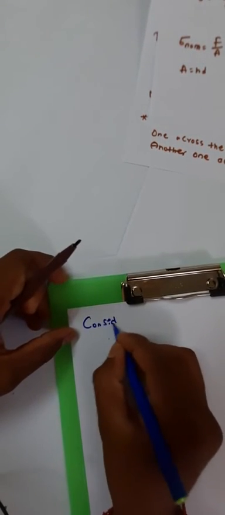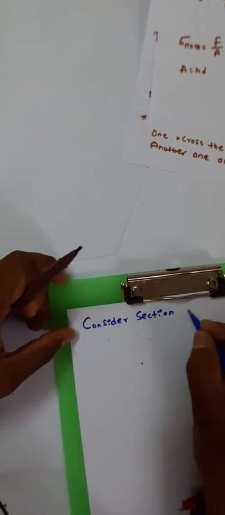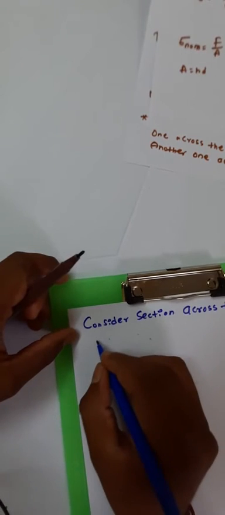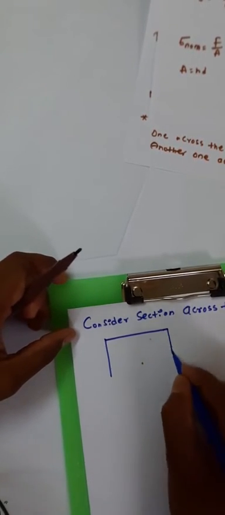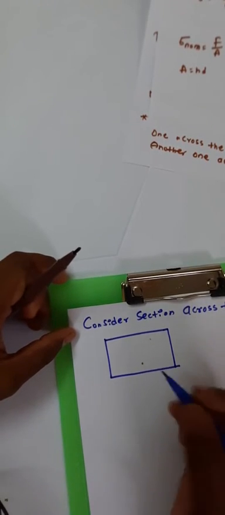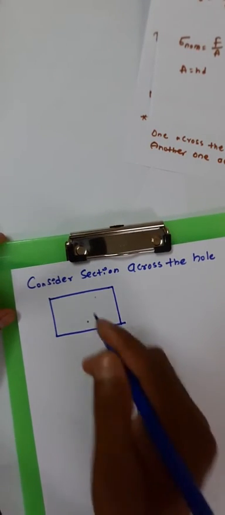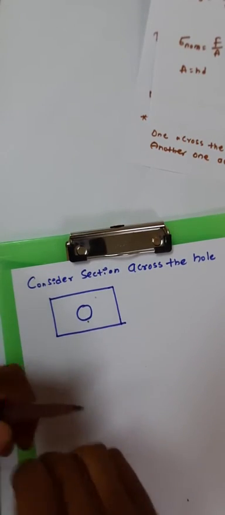Here what we need to do is consider the section across the hole. This is the figure we have. For that we need to consider a figure like this.